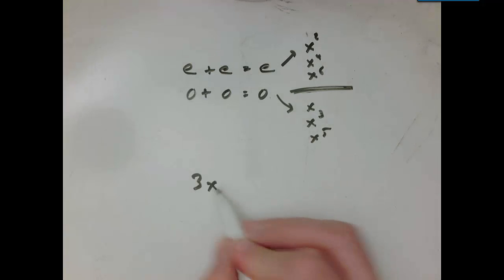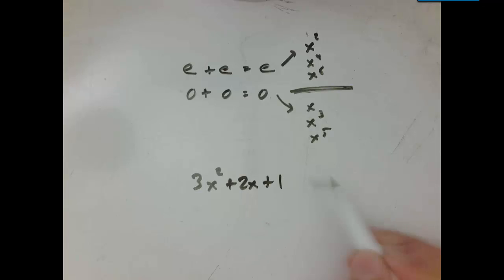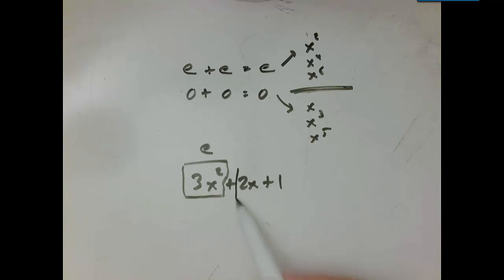Let's do the same example we had before: 3x squared plus 2x plus 1. So here's what I'm noticing. I'm noticing that this term is even and this term is odd. Is this term even or odd? Well, we'll think about that in a second. So we can already separate this into a and b. Let's say this is a of x and this is b of x.